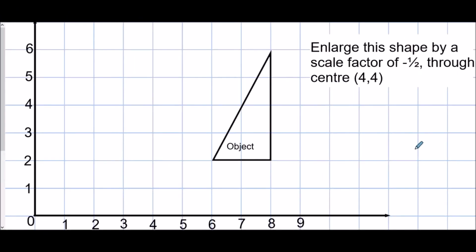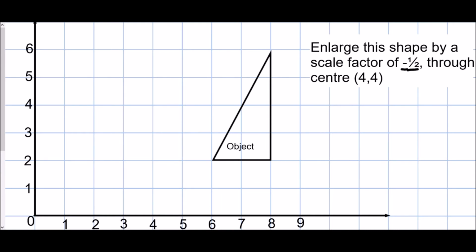So next we've been asked to enlarge this shape by a scale factor of -1/2 through centre 4, 4. So this time we have a negative scale factor and it's fractional. And so what that means is the shape is actually going to get smaller, but it's also going to have the same situation as we had previously where the orientation of the shape is going to change. There's going to be a rotation involved in order to find our new version.